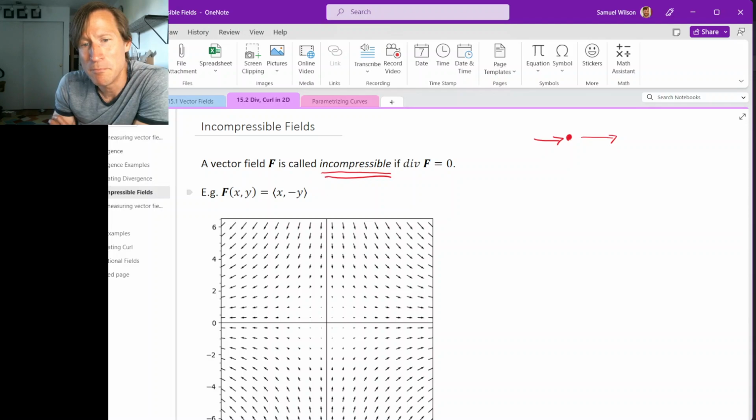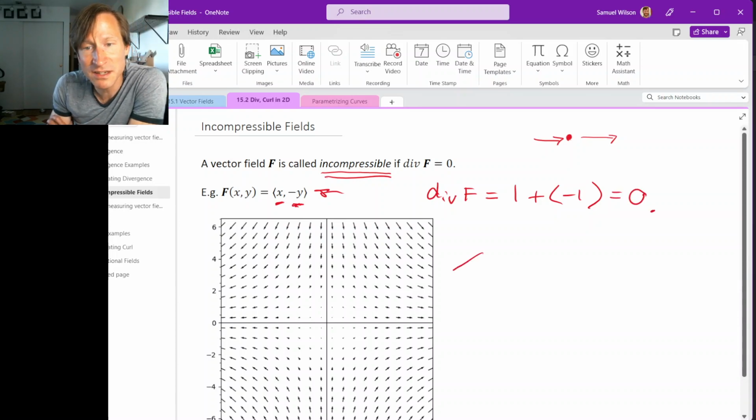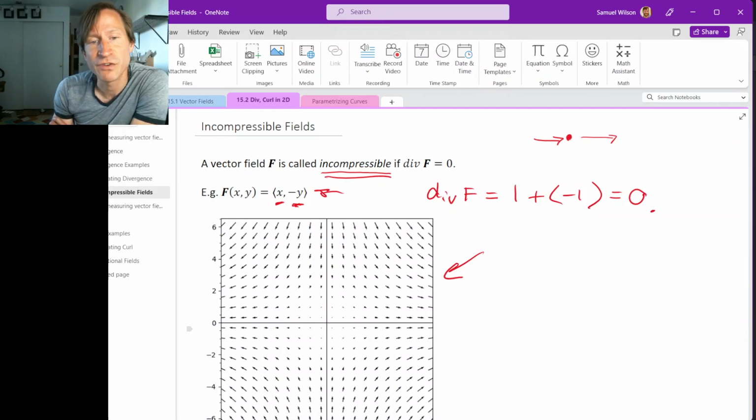Most vector fields are not incompressible, but some vector fields are. So for example, for this vector field, if we compute the divergence of x comma minus y, the partial derivative of x with respect to x is 1, plus the partial derivative of our y coordinate function, minus y, with respect to y is minus 1, and that's 0. So this particular vector field, it's hard to tell, but this vector field is incompressible. If a fluid flowed with this velocity field, the fluid would not get compressed anywhere, right?